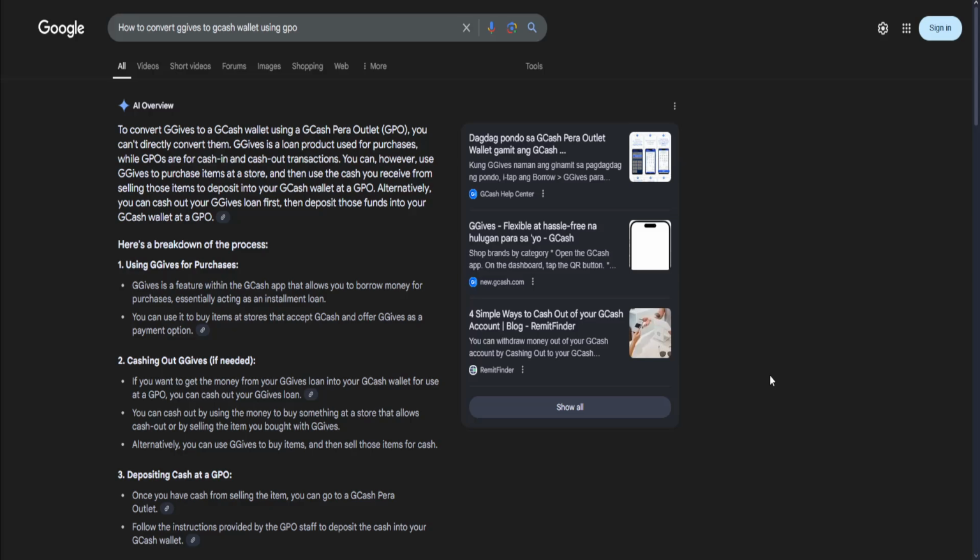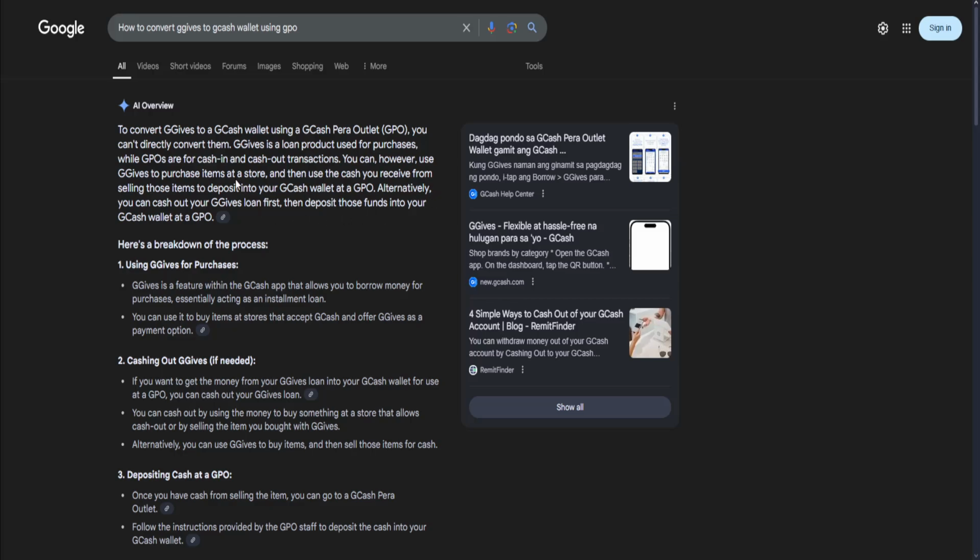How to convert GGives to GCash wallet using GPO. So to convert GGives to a GCash wallet using a GPO, or the GCash Payroll outlet, you can't directly convert them, but it offers a loan product used for purchases. So it's used for cash in and cash out transactions. So here's what you can do.